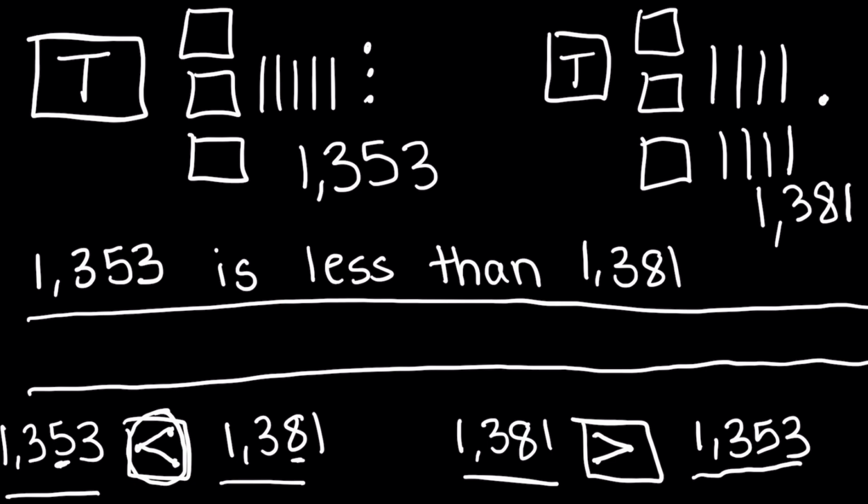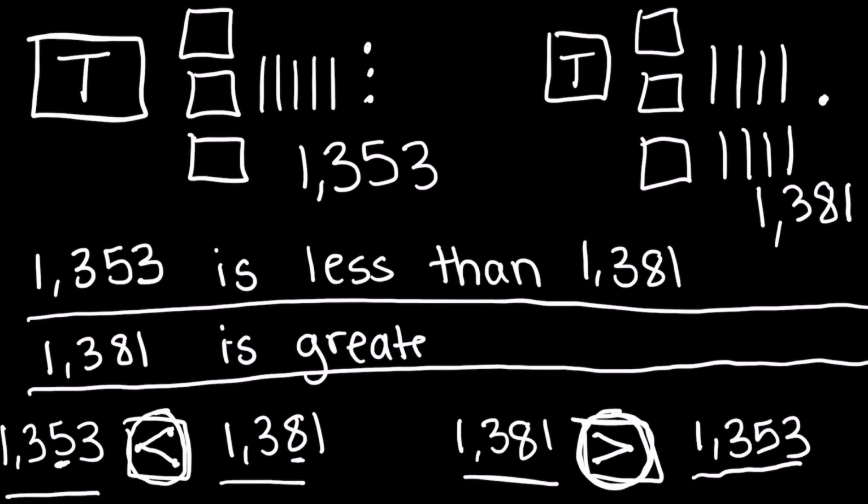Excellent. So what if we put the greater number first? Would I still write the words is less than? Let's try it. 1,381. This symbol means is greater than. It does not mean less than, so I have to write different words. Is greater than 1,353.